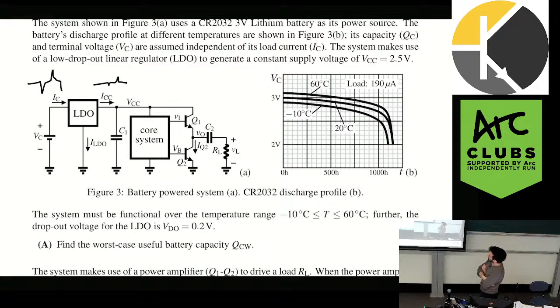So the system must be functional over a particular temperature range. Further, the dropout voltage for the LDO is 0.2 volts. Find the worst case useful battery capacity, QCW. So how I would start this question is I'd write a formula down for QCW. That'll immediately tell me what I need, rather than trying to figure out why it gave me the dropout voltage. I can figure that out later. Just first write down the goal.